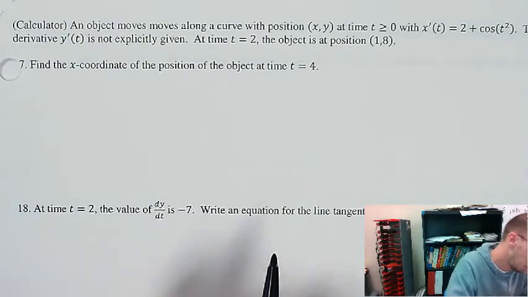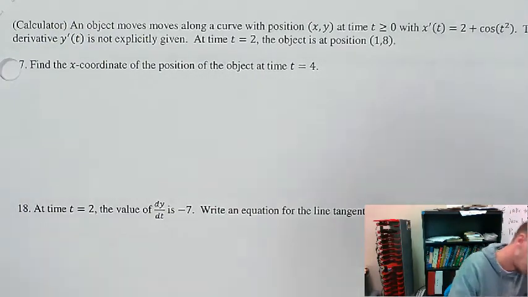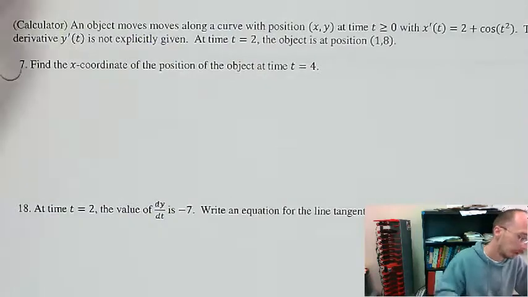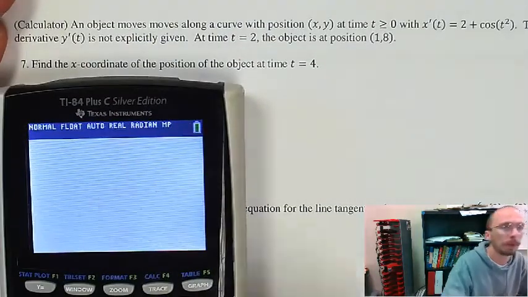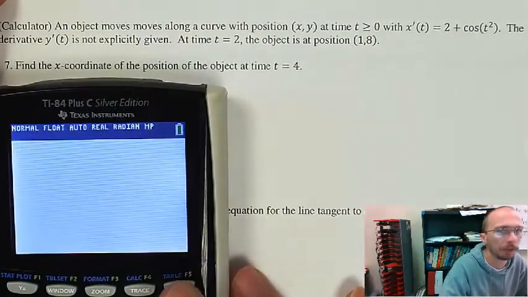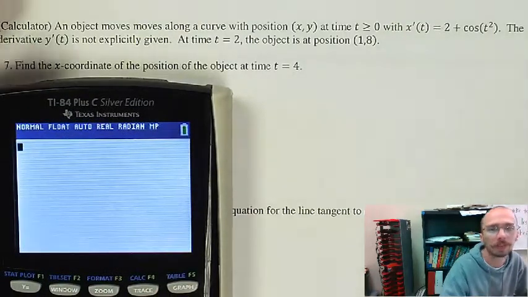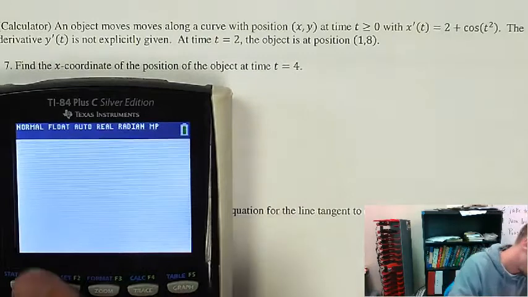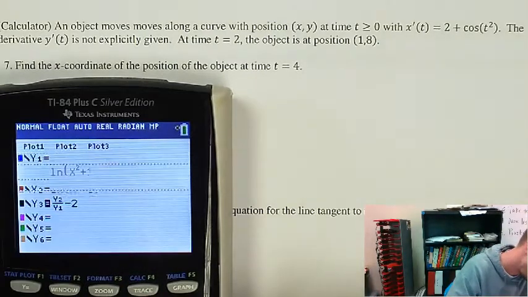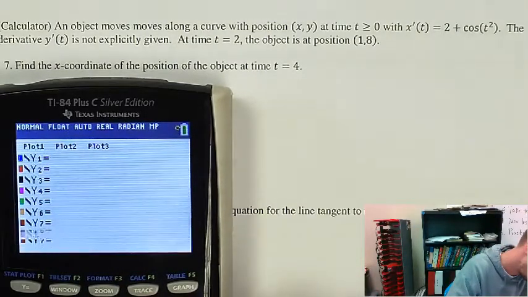So an object moves along a curve with position x, y. Okay, they all start off the same. And that's what I've been telling y'all, is that these problems are very repetitive and therefore predictable, and that's why I like them. Okay, oh, y prime not explicitly given. Okay, I like these problems. So x prime, I'm going to just clear that out. I won't be needing that. Okay, so x prime is 2 plus cosine of t squared.